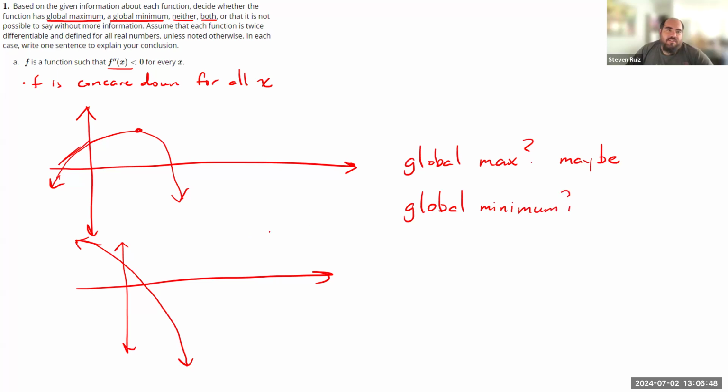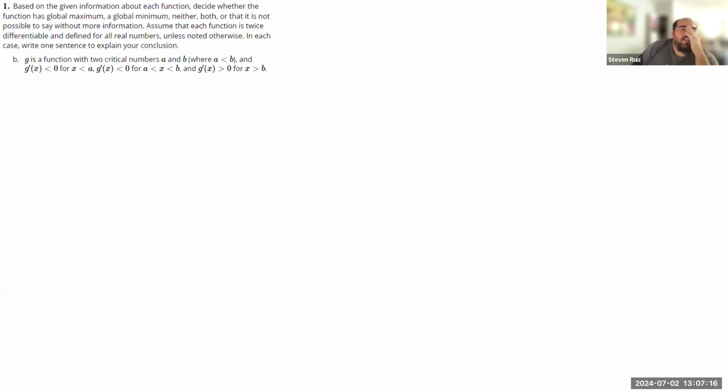Well, if your function is eventually going to be decreasing, and when I say eventually, both these functions, the way I've drawn them, there's some point where everywhere to the right of that point, my function is decreasing. So since that's happening, there's no possible way for me to have a global minimum. I'm just going to keep achieving lower and lower values. Part B, g is a function with two critical numbers, a and b. I'm told that a is less than b.